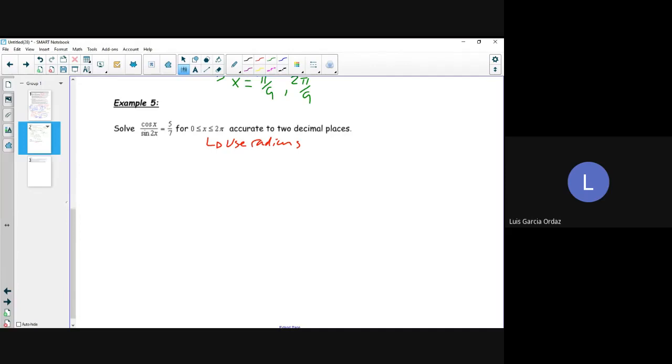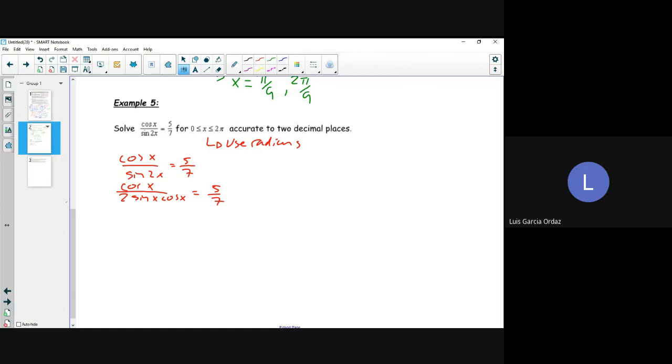So we have cos of x over sine 2x. Because our numerator and denominator don't have a similar expression, what type of formula do we have in our denominator? So we have our double angle formula. So we have cos of x divided by 2 sine x cos x is equal to 5/7. Now this makes it much easier.